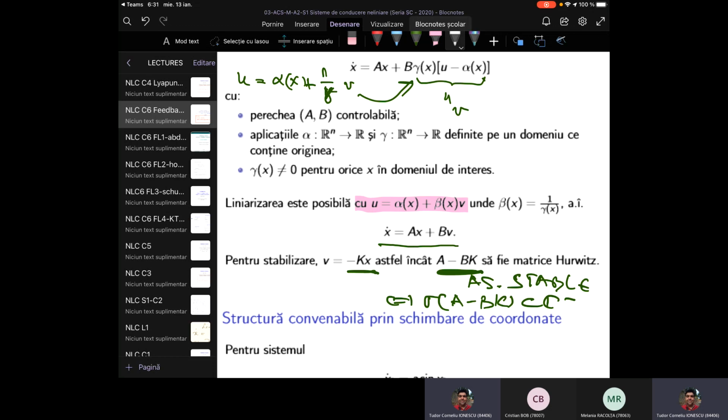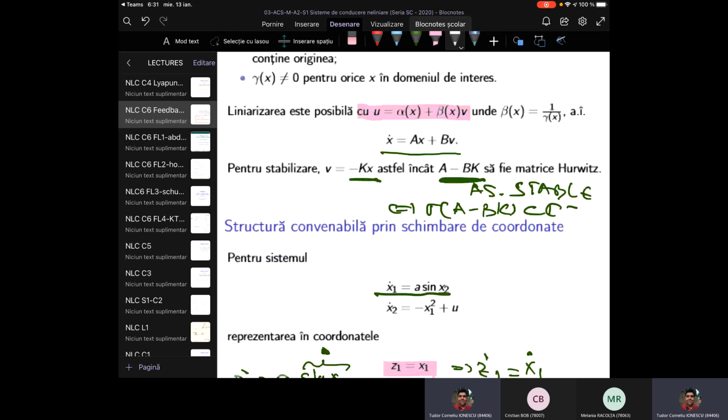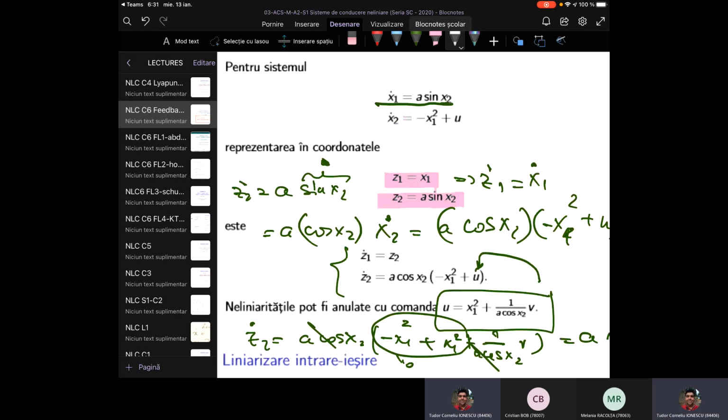Of course, for this system, v is usually built as another state feedback stabilizing this equation, because you need to have a stable equation. And we had these nice examples. For instance, x1 dot is a sine x2, x2 dot is minus x1 squared plus 1 plus u. What is the idea? The idea is to write the system in such a way that only the last equation contains the nonlinearities, and from the last equation you should be able to construct the command u. You need to find a coordinate transformation. Sorry, I realize this is the coordinate transformation.